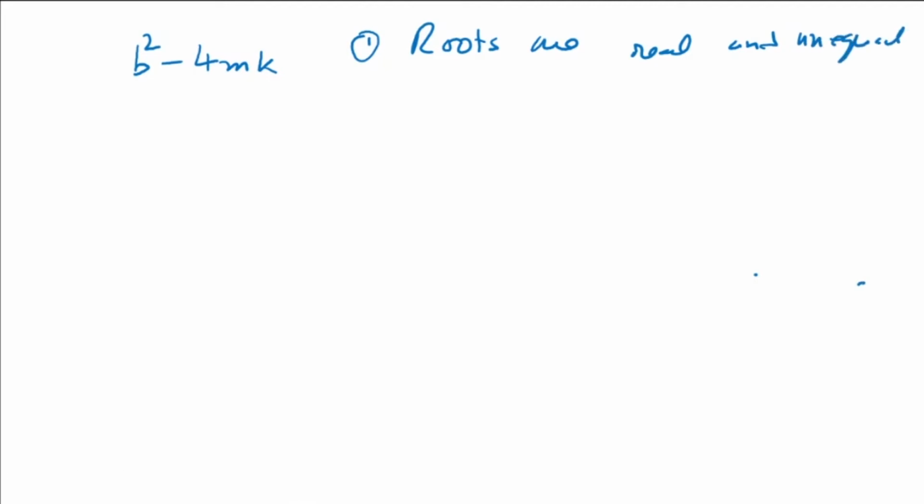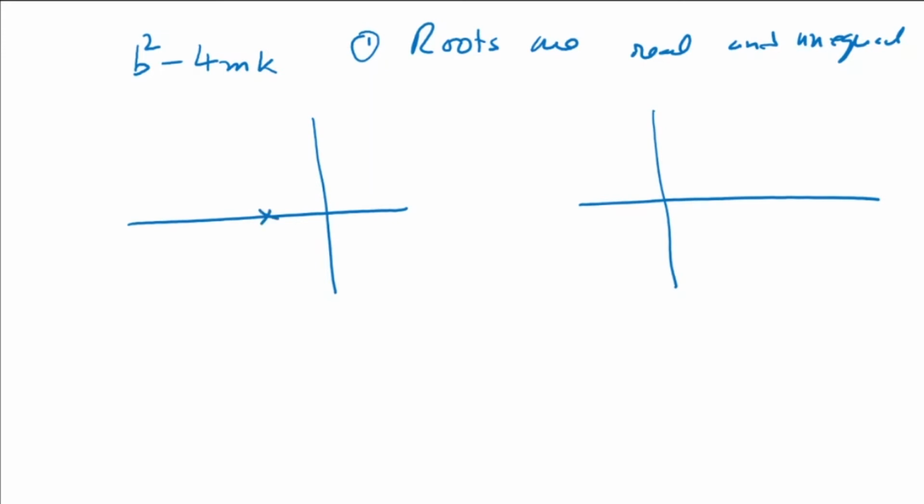So this is the first case. What are the three cases? b squared is greater than 4mk, b squared is less than 4mk, and b squared is equal to 4mk. These are the three conditions only. For the first case, the roots are real and unequal. This means that these are my roots and this is the response of the system.